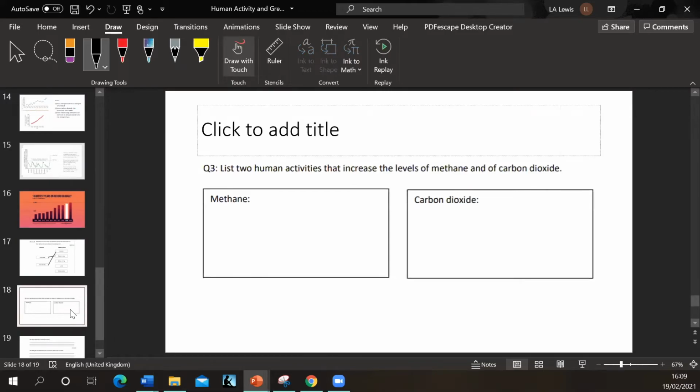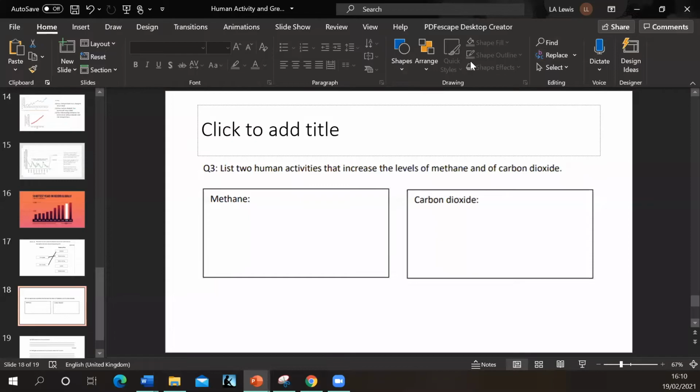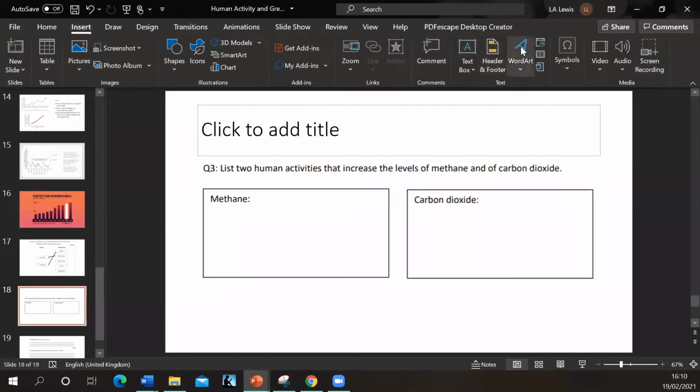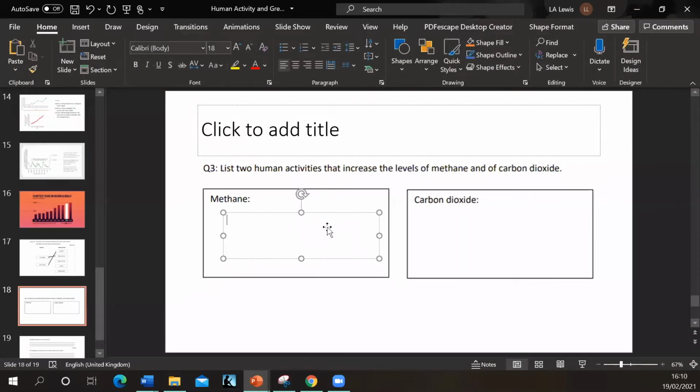Next one. There's two, exactly. This is what we were talking about earlier, so it's a bit of a recap. So we just put a text box in here. This again is from exams. There are two human activities that increase levels of methane and carbon dioxide, so two for each. For methane, we know that: cattle farming. You have to name them. And rice farming. Easy enough, isn't it?